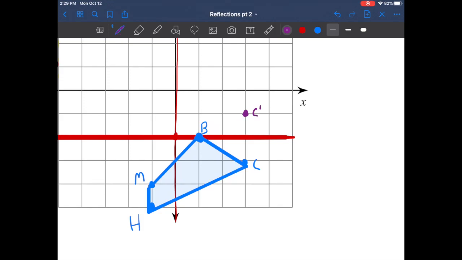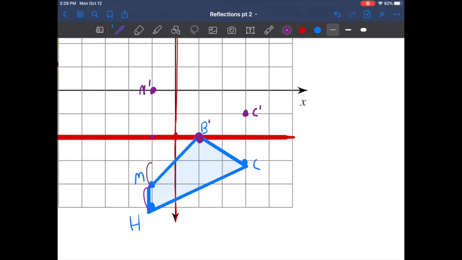This is my C prime. B will stay the same because it's right on that red line, so I will call that B prime. How far is the letter M from the red line? 1, 2. So I got to count up 1, 2. That's right there. That would be M prime.